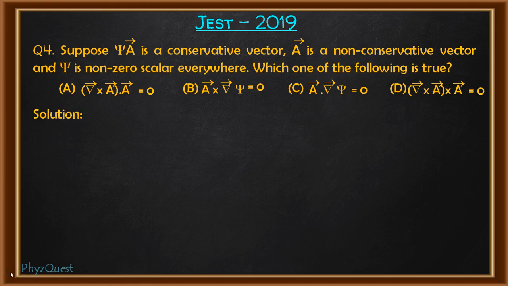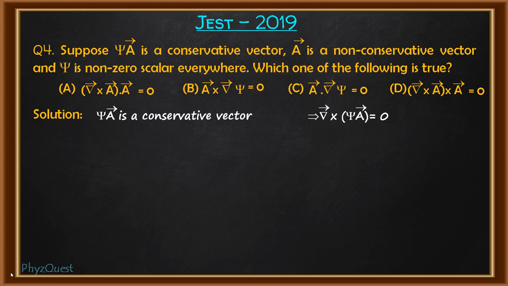So we are given that ψA is a conservative vector. By definition, a conservative vector is something which can be expressed in terms of the gradient of a scalar function. For example, force is a gradient of potential. Or simply you can say, for any conservative vector, the curl of the vector is 0. So here we are given ψA is a conservative vector, which implies del cross ψA is equal to 0.